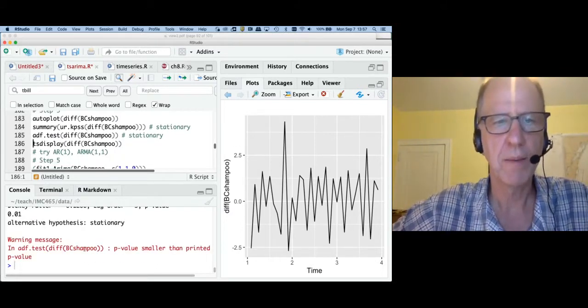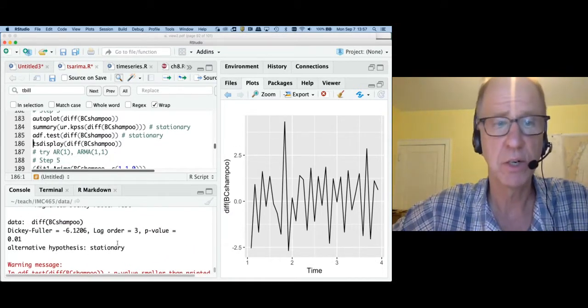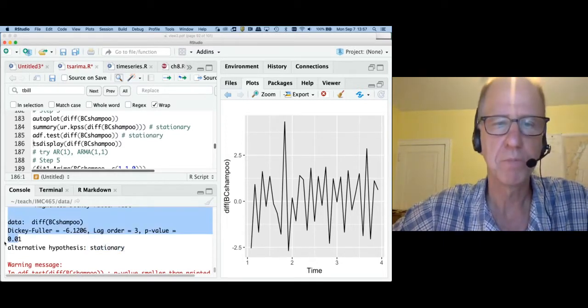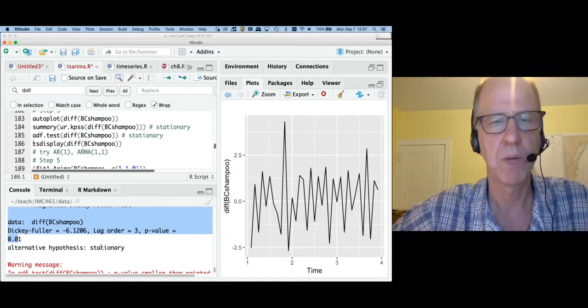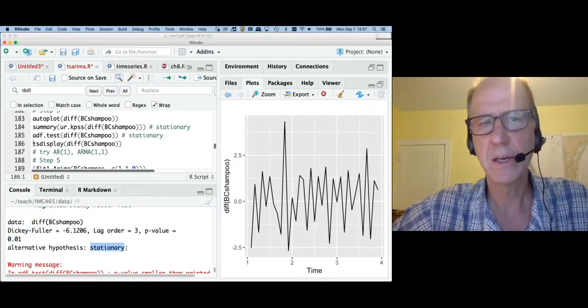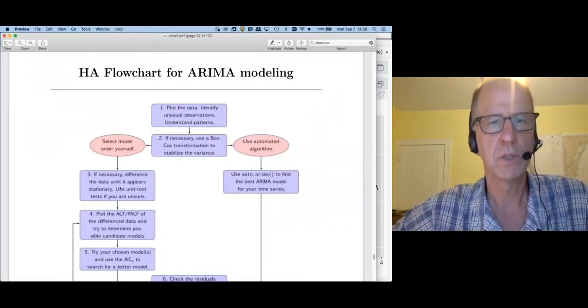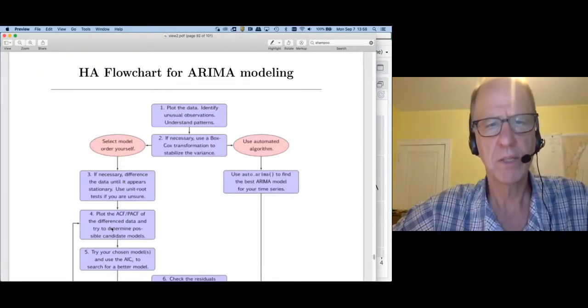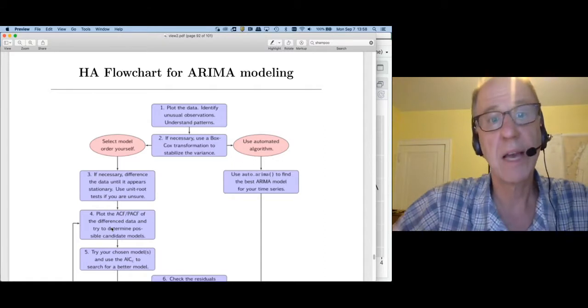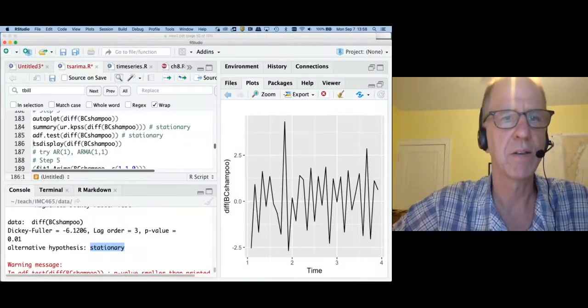Remember that the null hypothesis is non-stationarity, the alternative is stationarity, the p-value is tiny, so we reject the null hypothesis and go with stationarity. So I think the differencing has solved our problem. So we have just done step 3. Well, let's go on to step 4 and examine our ACF and PACF plots.